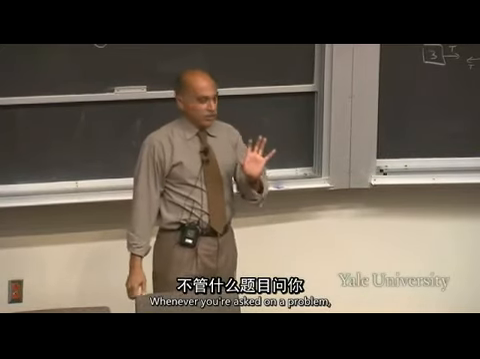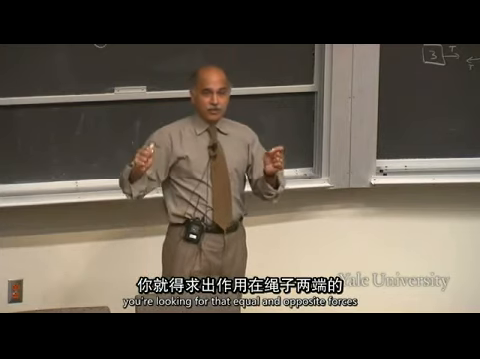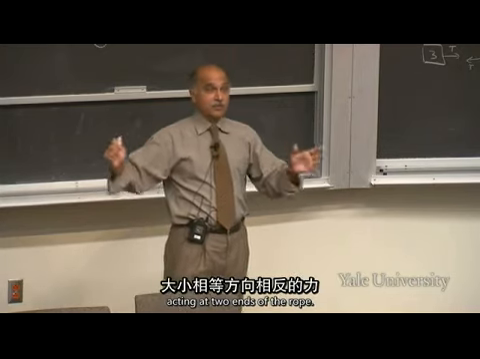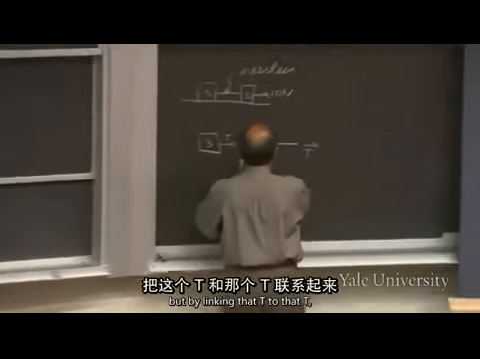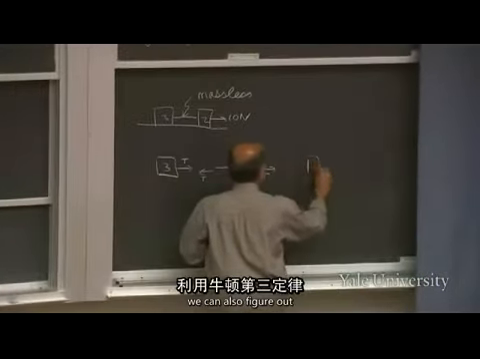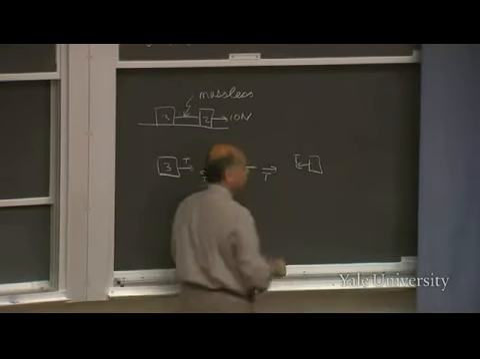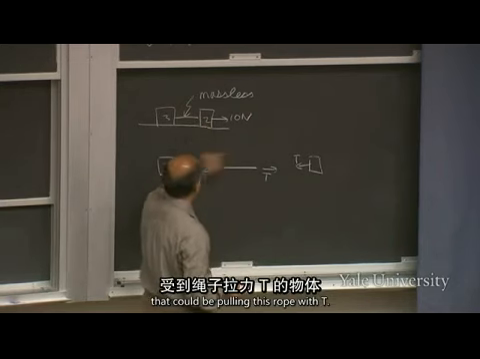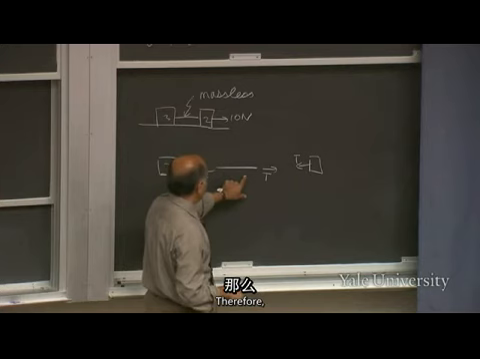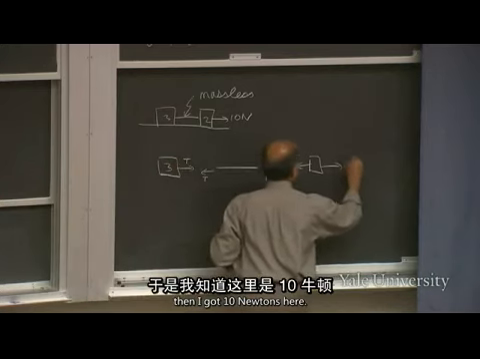So whenever you're asked in a problem, what's the tension on the rope? You're looking for those equal and opposite forces acting at the two ends of the rope. So we don't know what it is. We'll give it a name. But by linking that T to that T, you can also figure out the same T must be exerted on this one by Newton's third law. Because if this block is the only one that could be pulling this rope with T, therefore the rope should be pulling the block with T in the other direction. Then I got 10 newtons here.